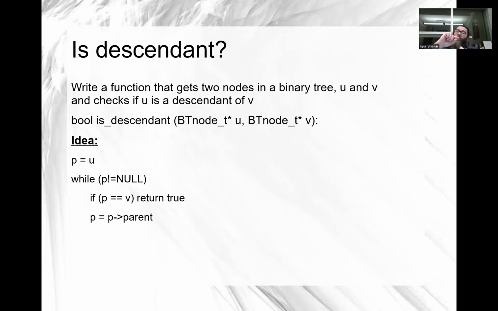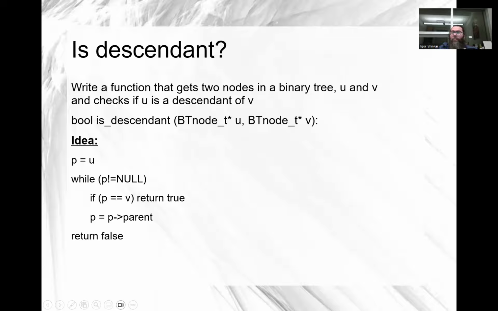And if we see V, then we say, oh yeah, U lives under V. If not, we'll go one more step up and one more and one more. So the loop is we start from P equals U and we go up and up. If at some point we see V, then we return true. And if we reach the root and jump out, then we return false. That's your algorithm.